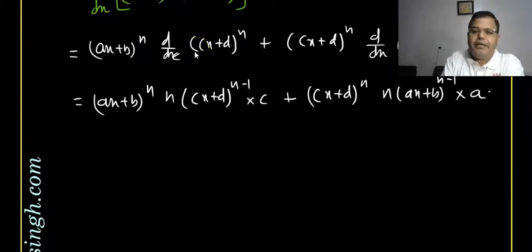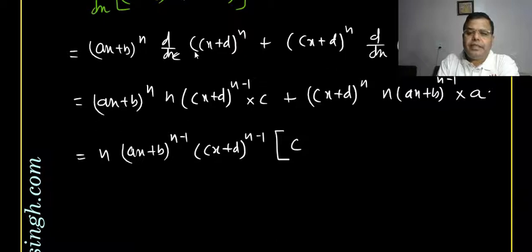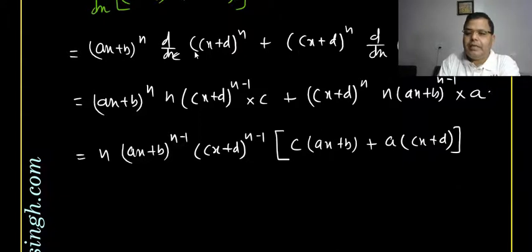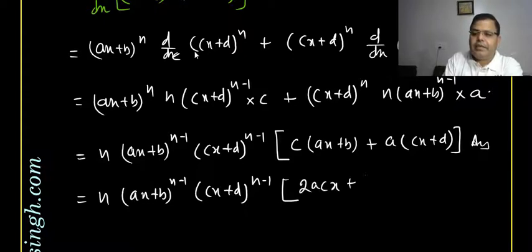So we can take something common, and what is that? n(ax+b)^(n-1)(cx+d)^(n-1). In that case, what is left here? c(ax+b) plus a(cx+d), and that will be the answer: 2acx plus bc plus ad. The top one can also be written, or if you want to simplify more, you can write it as n(ax+b)^(n-1)(cx+d)^(n-1) times (2acx+bc+ad), and that would be the answer.